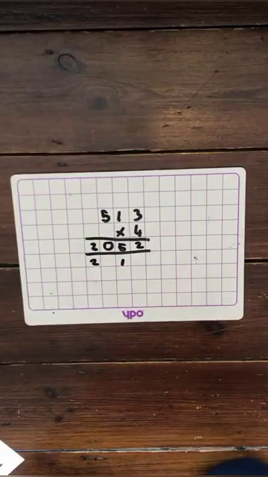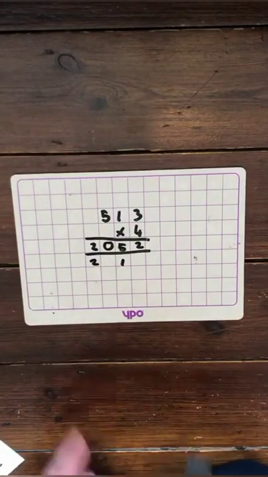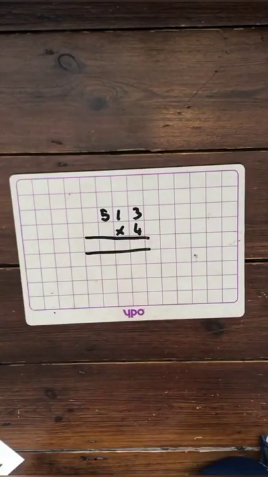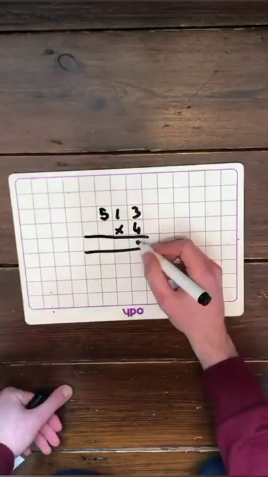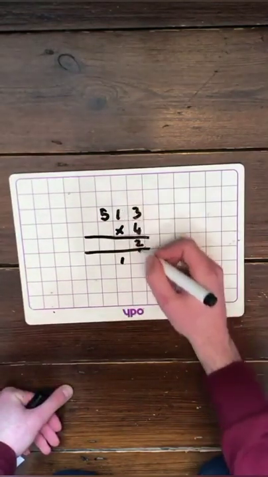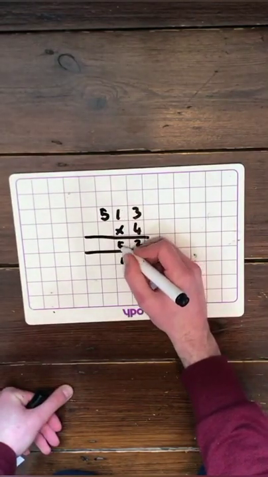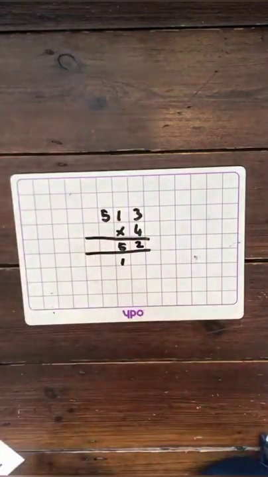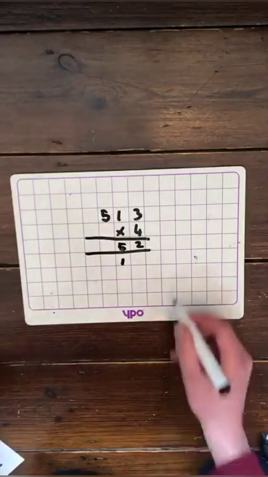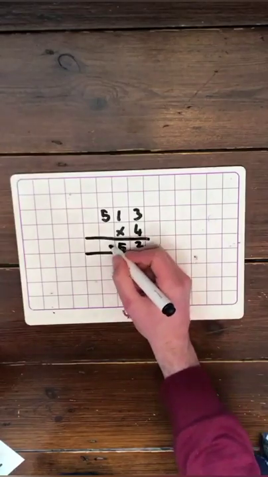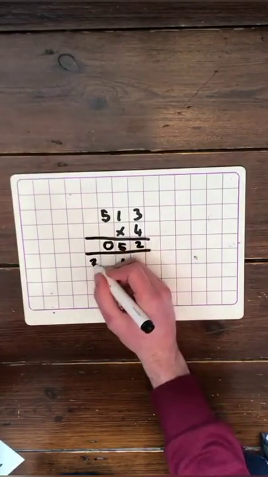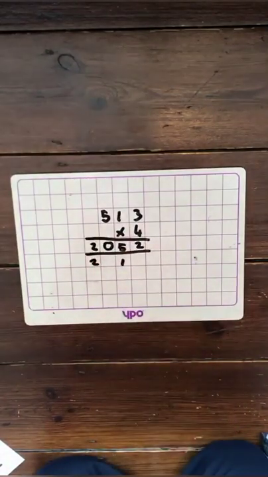Okay, so let's do the next one. So we've got 2015. Now, so 4 times 3 is 12. 4 times 1 is 4, plus the 1 is 5. 4 times 500 is 2,000, but we're saying 4 times 5 is 20. 0, carry the 2. Well done.